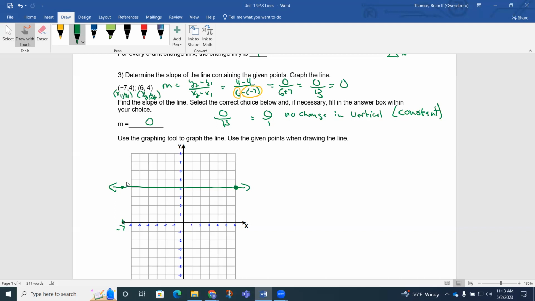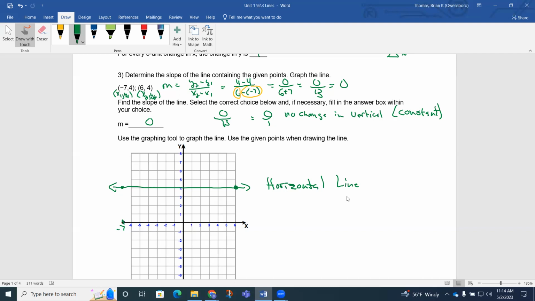So notice that there is no change in the y's, it stays constant. Notice how this is actually going to create what we call a horizontal line. A horizontal line is a line that runs from left to right. So if a line has a slope of 0, that means there's no vertical change. And if there's no vertical change, that means the line remains constant from left to right, which creates what we call a horizontal line.